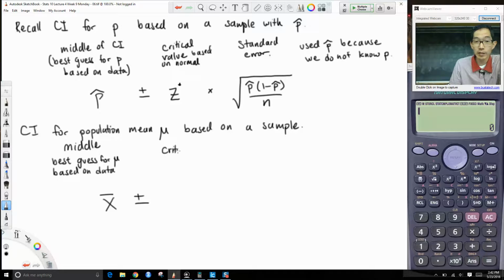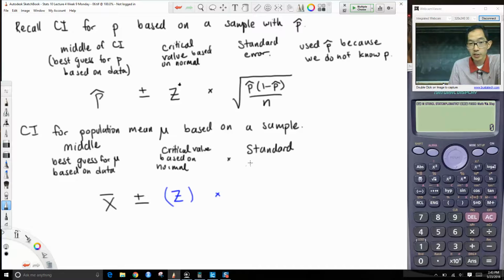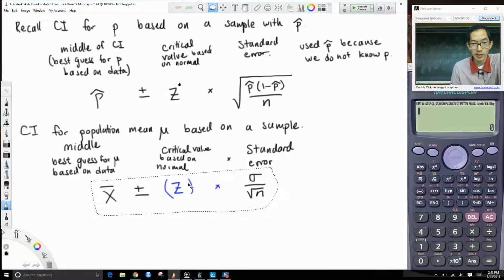We'll have a critical value based on the normal distribution. It's going to change, so I'm going to put in a z, and just put parentheses here. And then we're going to multiply that by our standard error. What's the standard error of the sampling distribution of x bar? Sigma over the square root of n. Do we see a problem here? Maybe there's no problem. I see a problem. The problem is this thing.